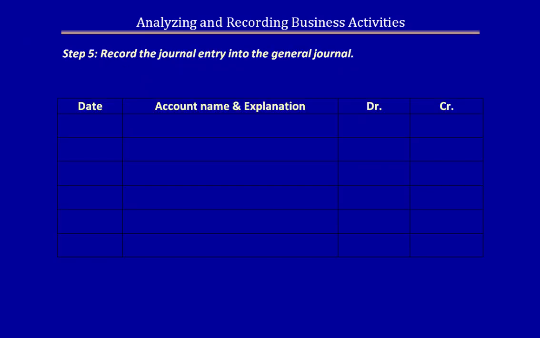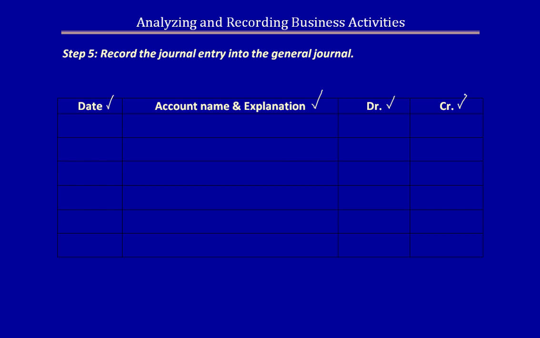Step 5. Record the journal entry into the general journal. The general journal is a chronological listing of every single transaction. Each journal entry includes the date, the titles of the accounts being debited and credited, and a short narration of why the journal entry is being recorded, and finally, the amount of the debit and credit. Account names are always listed in the following order. First, all the debit accounts, and then, indented, the credit accounts.